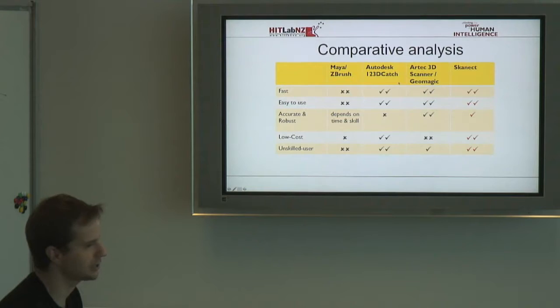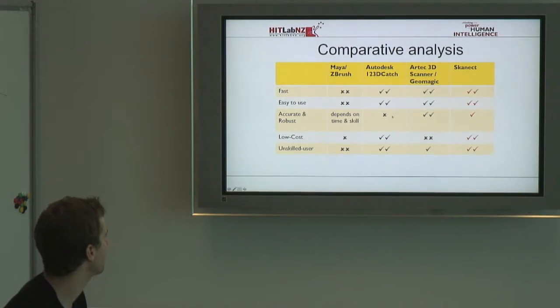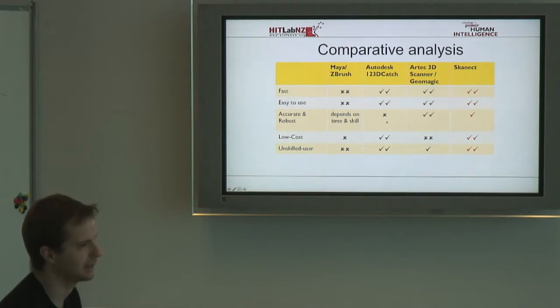Then there's 123D Catch, so photogrammetry. It's pretty fast. Definitely faster than this. It's easy to use, take photos. Accurate, robust? The quality you get often isn't that great, as we saw in some of the examples. It is free to use essentially, and easy to use by an unskilled user.